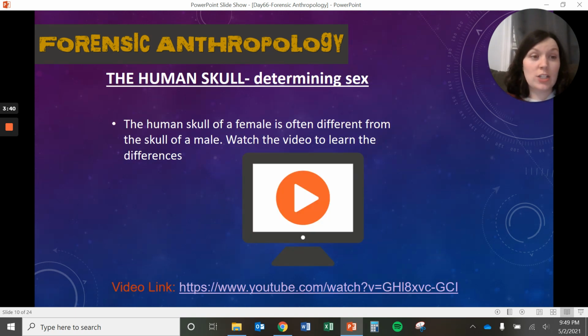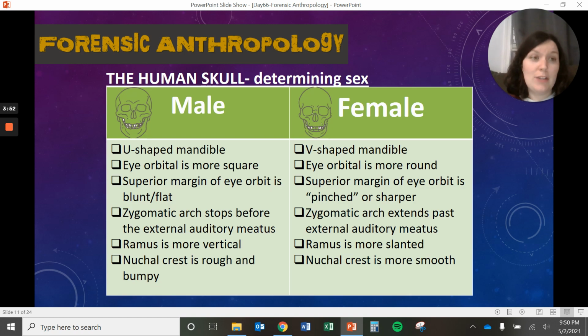I'm going to have you guys watch another video. This is an Edpuzzle also on Canvas that gives you information about the human skull and how there are differences between male and female skulls. This summarizes those differences between our male and female skulls that you will watch in that Edpuzzle.